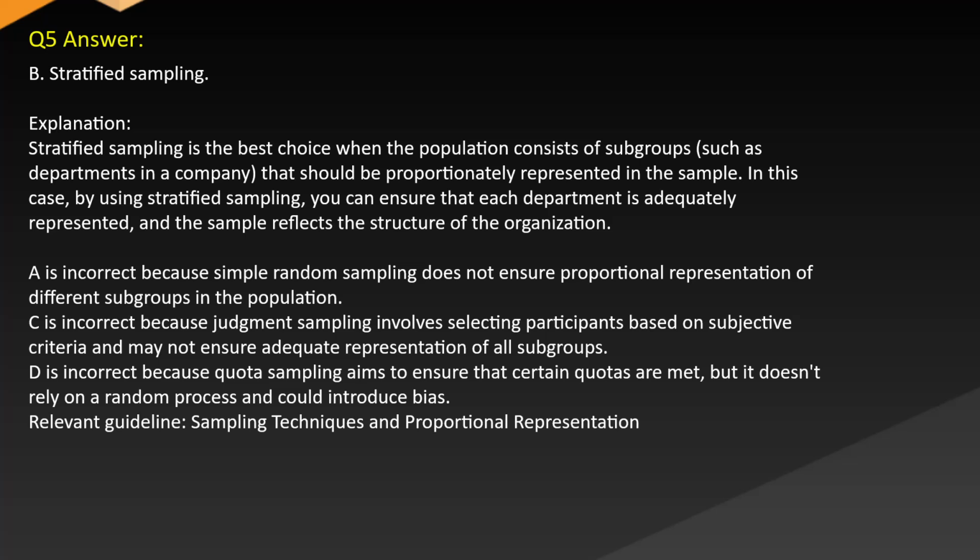A is incorrect because simple random sampling does not ensure proper representation of different subgroups in the population. C is incorrect because judgment sampling involves selecting participants based on subjective criteria and may not ensure adequate representation of all subgroups. D is incorrect because quota sampling aims to ensure that certain quotas are met, but it doesn't rely on a random process and could introduce bias. Relevant guideline, sampling techniques and proportional representation.